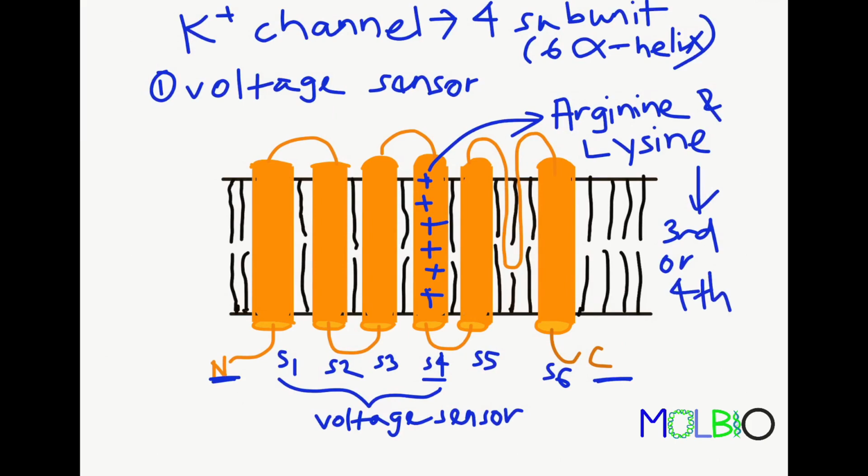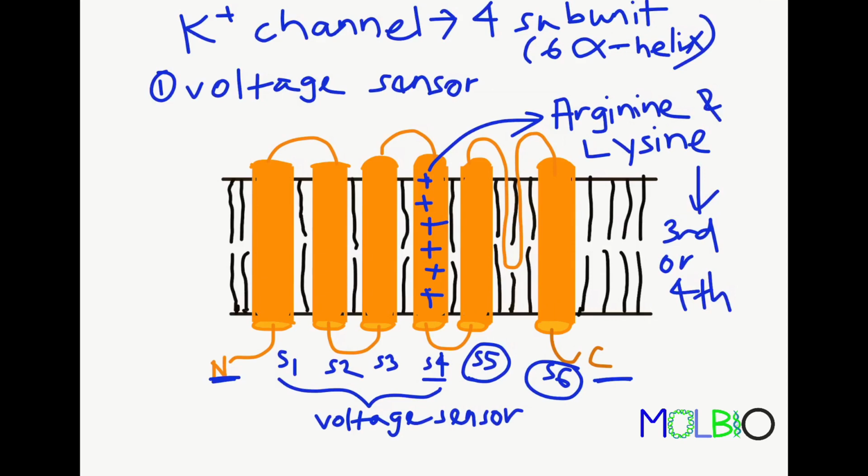What happens is, when there is a change in the electric field, this voltage sensor domain moves towards the extracellular membrane, and this causes a change in the conformation, which causes movement of S5 and S6. Now S5 and S6 are the alpha helices which contribute to the pore when we see the 3-dimensional structure. As S5 and S6 move, the pore will open.